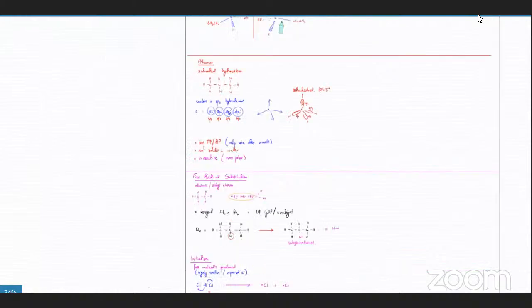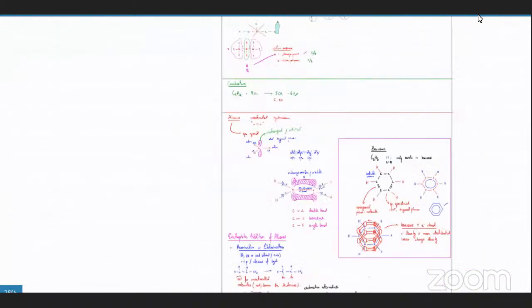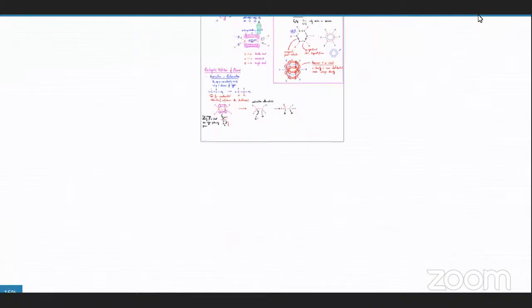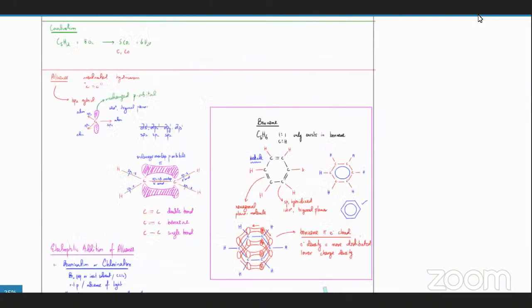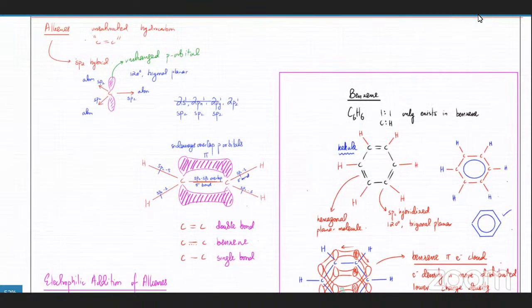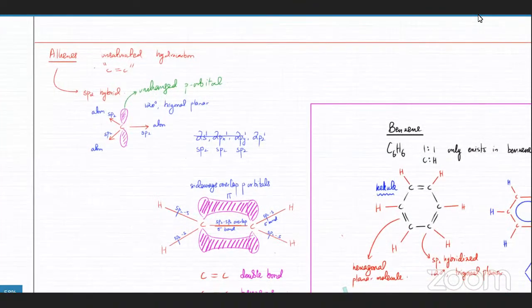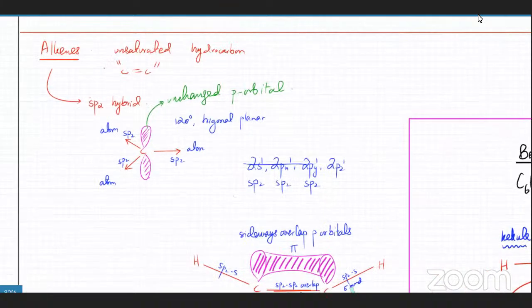We did isomers, and the last thing that we did was we had started talking about alkenes and benzene, and we're going to do some comparison of alkenes with benzene. So the first thing that we did when we started talking about alkenes was, I told you that alkenes had sp2 hybridization.